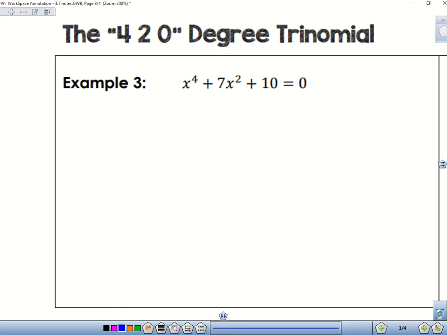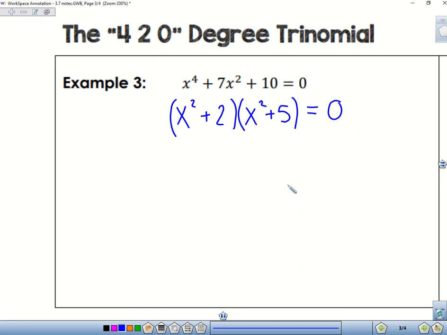Now, these factor really similarly to how you would factor a normal quadratic, okay? The only difference is here, instead of x, you put x squared. So then you just factor it like you're used to factoring. What are factors of 10 that add up to 7? 2 and 5. Good. Good job, guys. So you notice the difference is you have x squared instead of x, because you have a 4th power instead of a 2nd power.